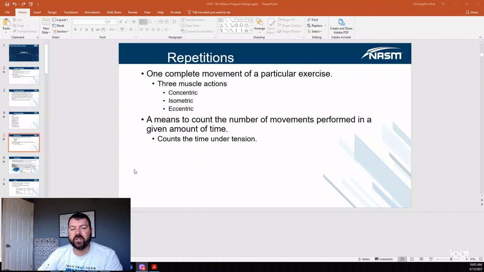Okay, so the concentric is the shortening of that muscle. It's just like my bicep. Okay, that's the shortening, instead of doing like a bicep curl.